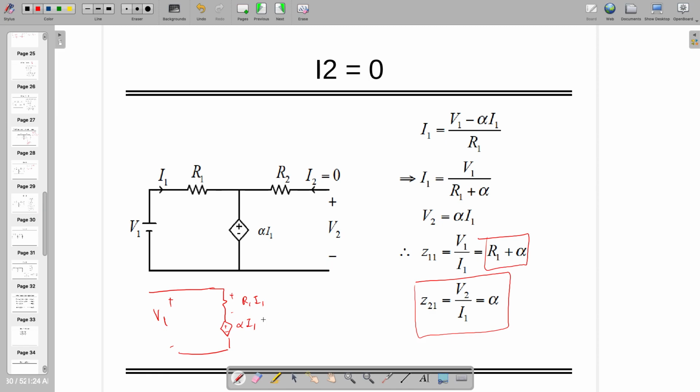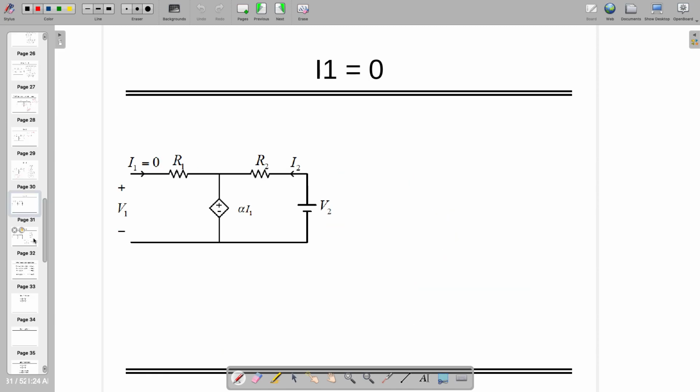If you solved it, can you solve the next thing? When I1 equals 0, you have to find out Z22 and Z12. This is V2 by I2 and this is V1 by I2 when I1 equals 0. By the way, this technique is known as by inspection. What we are doing is by inspection, by shorting or open circuiting a particular network.